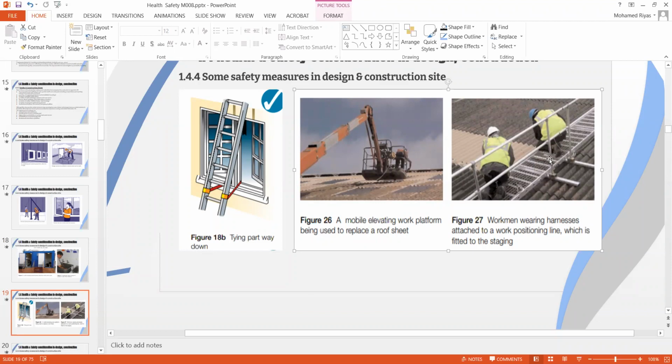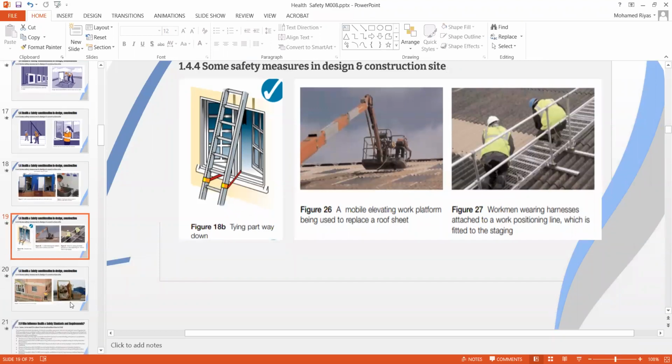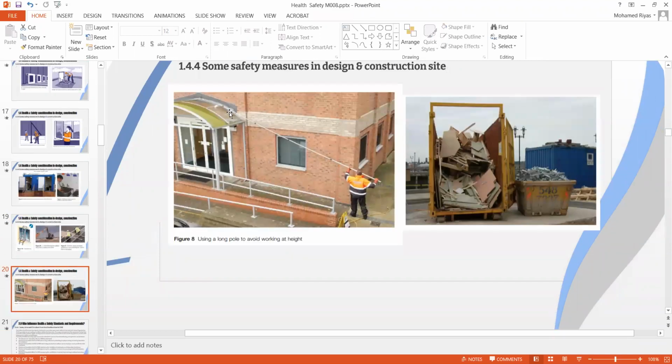Then you have the safety harness, which is fastened, and with that you continue your work. So you are connected to the steel guardrail, so you are safer. Coming to the cleaning part, you have a longer pole, and using the longer pole you do the cleaning, and you are avoiding working at height.